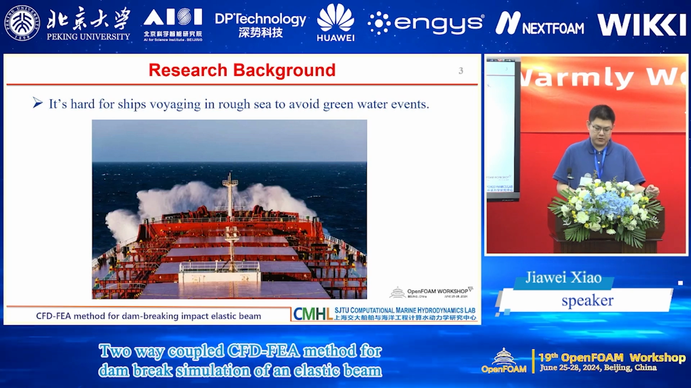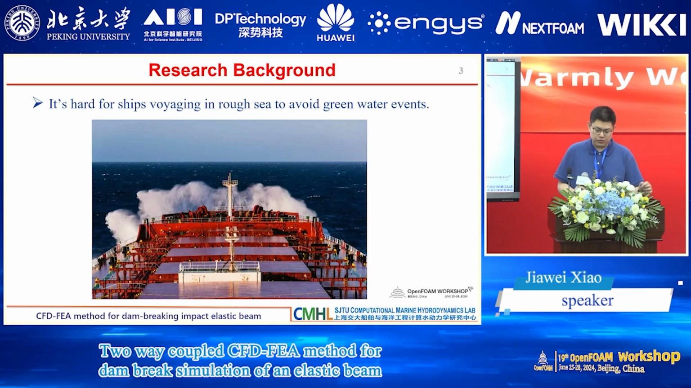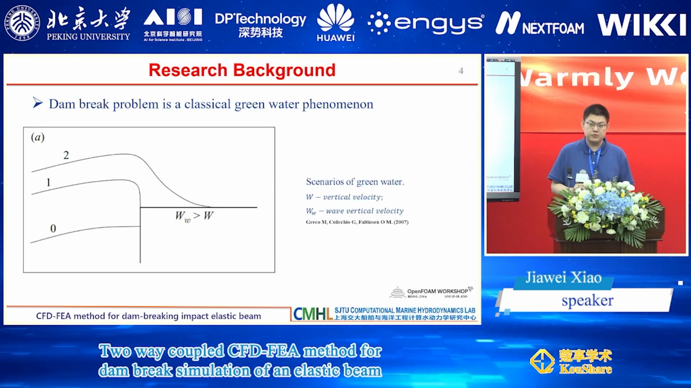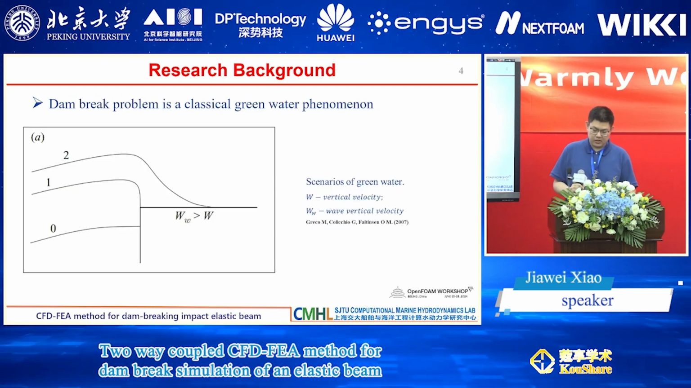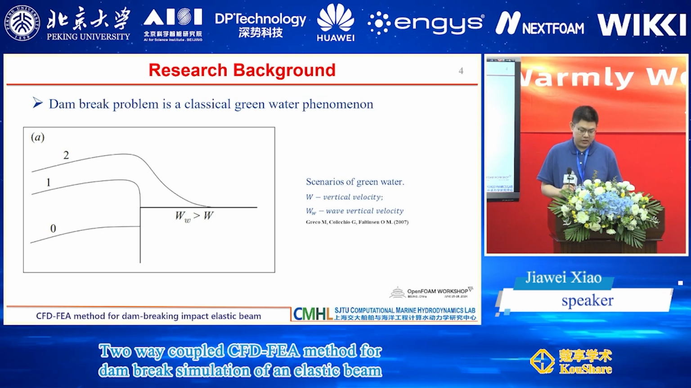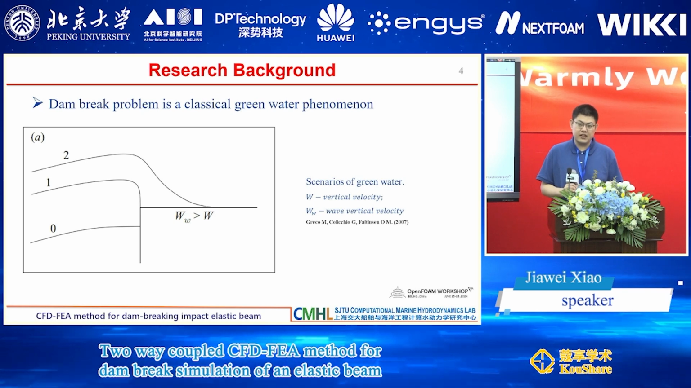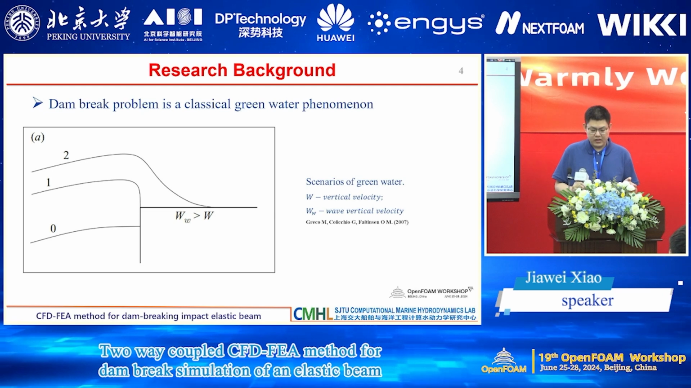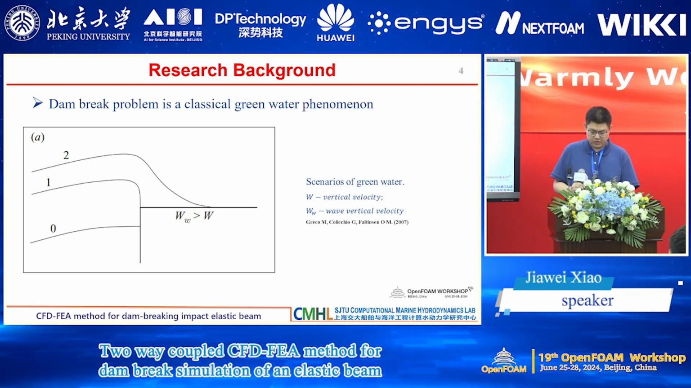It's hard for ships voyaging in rough sea to avoid green water events. And green water events could be divided into 5 classical phenomena with the different vertical velocity and wave vertical velocity. When wave vertical velocity is larger than vertical velocity, it could be called a dam break phenomenon. And this is a classical green water phenomenon.